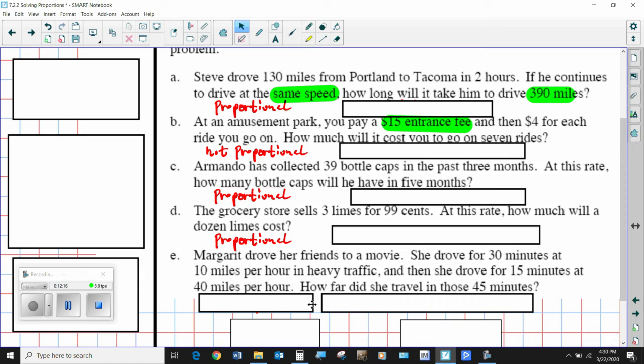Well, this is not proportional because you don't have a constant rate of speed throughout the full 45 minutes. Each one individually does represent a proportional relationship. We could use the D equals RT formula to figure out how far you went at 10 miles per hour, and then do it again to see how far you went at 40 miles per hour. But the entire problem itself is non-proportional. So we'll solve each part separately and then put them all together at the end. Go ahead, pause the video, please solve all of these problems, and then come back to me when you're ready to review, and I'll show you how I solved them.